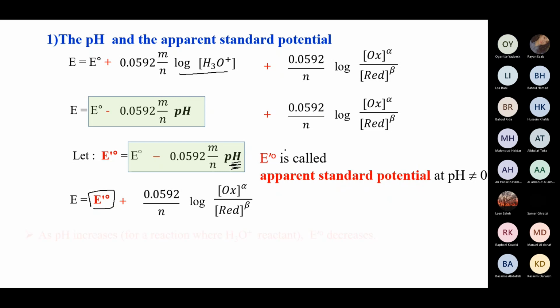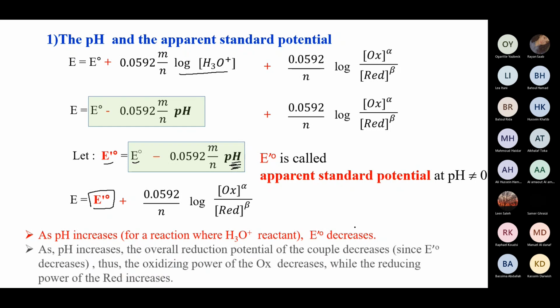Okay. As pH increases, if I look at this, if I increase pH, what happens to this E naught, E prime naught relative to E naught? Whenever I increase pH, I'm decreasing the E naught, and this is going to become more negative. And so E prime naught decreases. As pH increases, pH is bigger, then the overall reduction potential of the couple decreases.